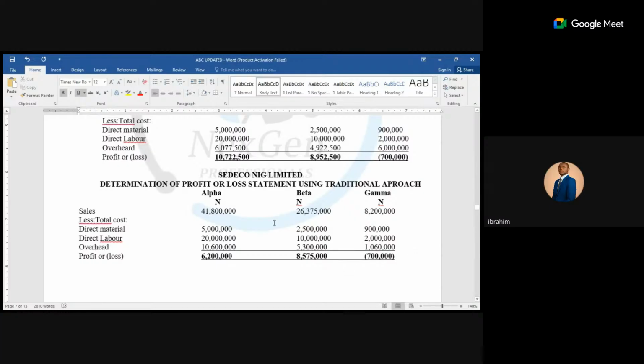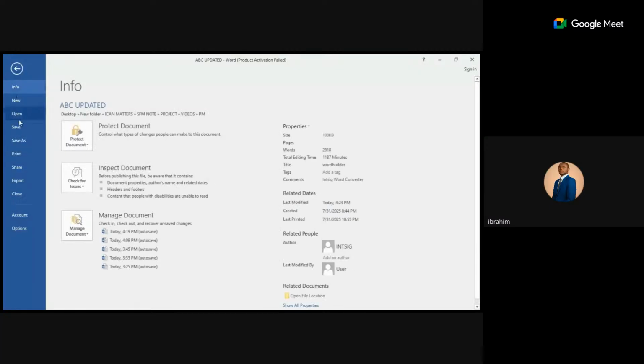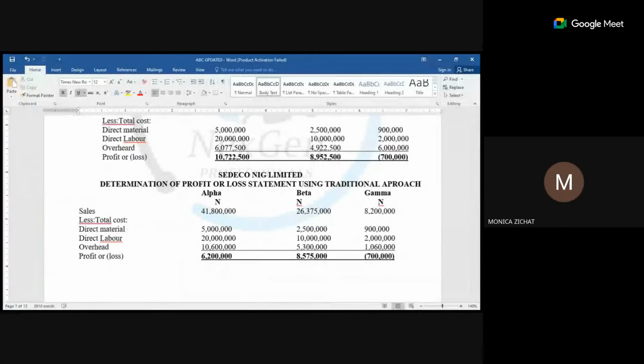Latunji. Where is Monica? I'm here, sir. You didn't give me a figure. Maybe I'm too slow. Gamma. That's fine. So the profit in Gamma, 4,240,000. Okay, thank you.